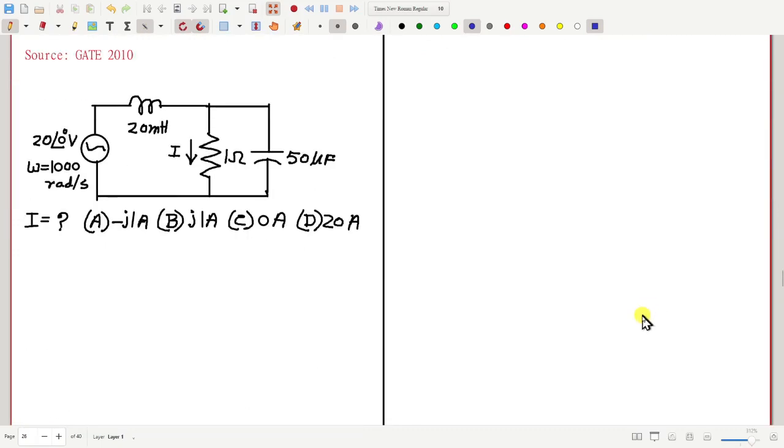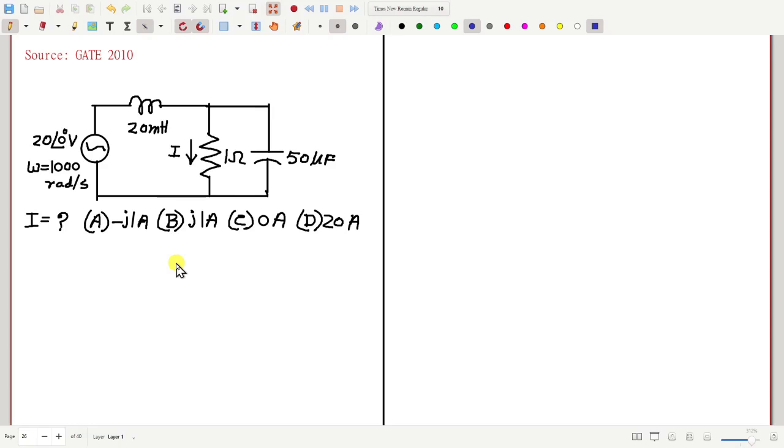So here is the next question. In this circuit, we have to find this current through the resistance. Consider this question as an MCQ question, so you have multiple options to choose from. You need not solve it very rigorously because you can choose from the options.